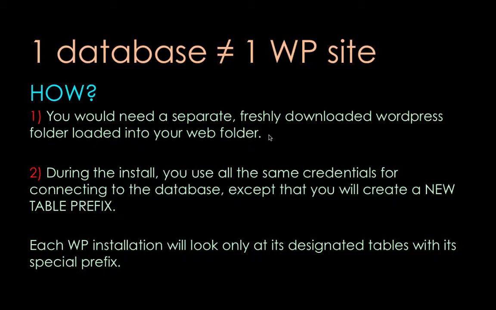Okay, and then the second thing is that during the installation, you use all the same credentials for connecting to the database, like student 025 for the user, student 025 for the database, and so forth, except that you will create a new table prefix. And remember, in my example before, I used p2 underscore. Well, maybe for the third project, you could use p3 underscore. So each WordPress installation will look only at its designated tables with its special prefix.